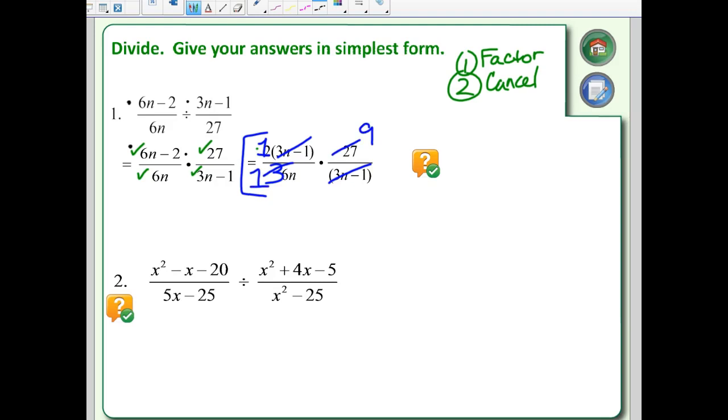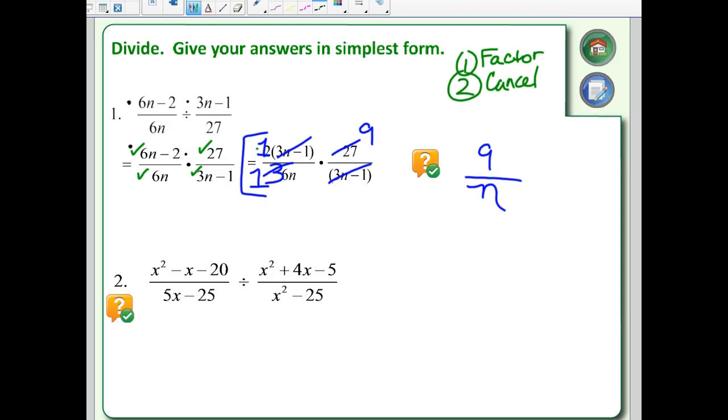You have to be very careful and write neatly so you can see what's going on. So what's left in the numerator? I've got a 1, this is canceled, so I'm left with a 9. What's left in my denominator? The only thing left is n. So that's my final answer. Once again, when we're dividing, we don't have to worry about restrictions.